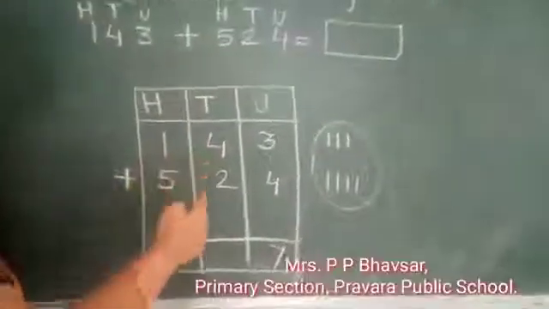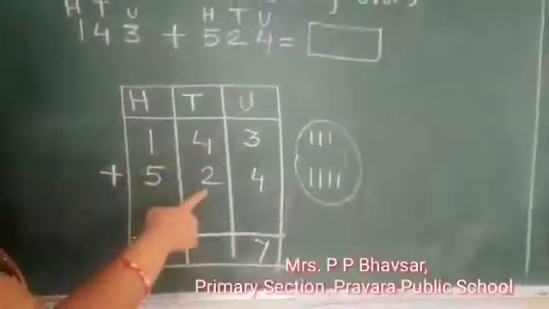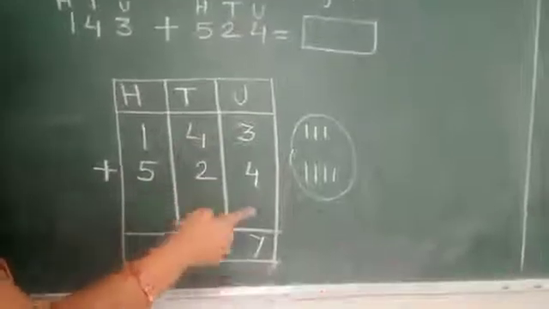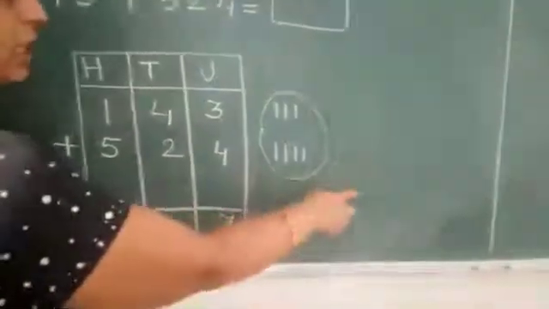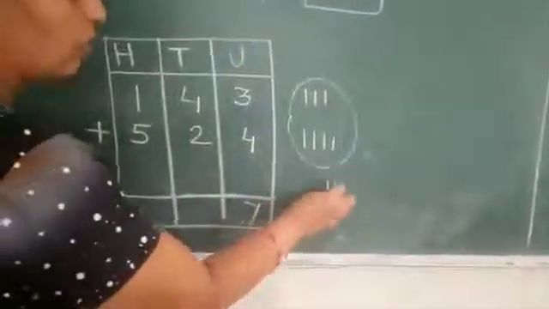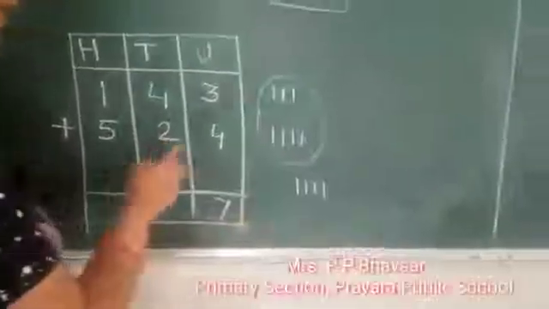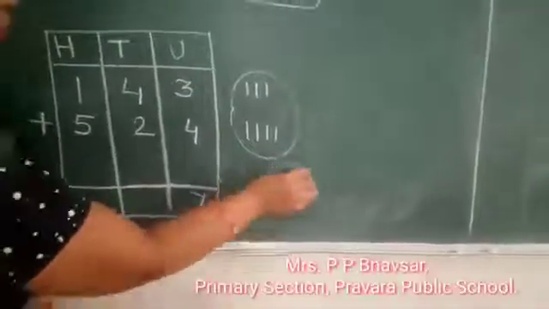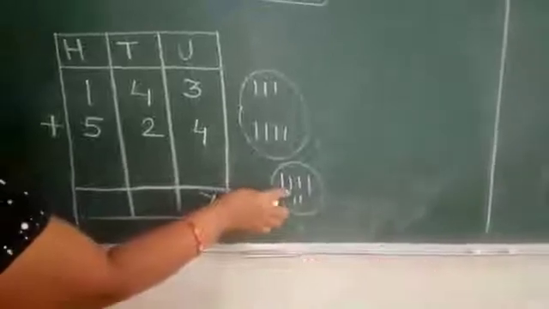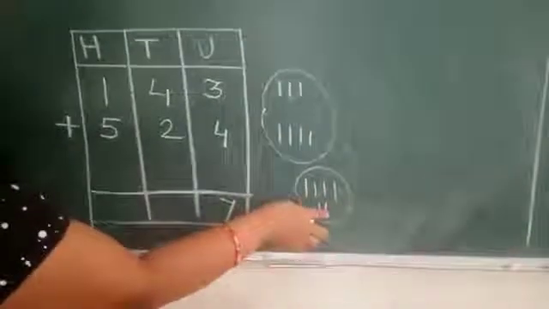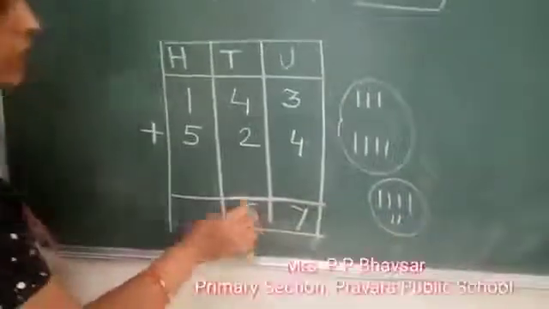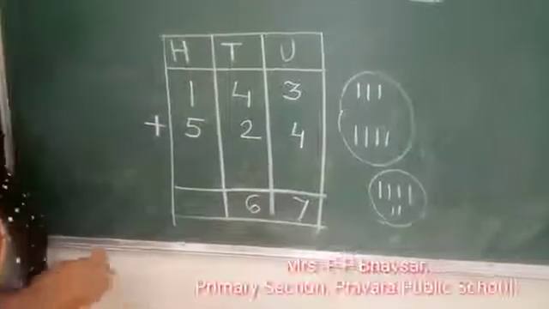Again tens column. Here 4 is there. Here 2 is there. You can do here also. See, 1, 2, 3, 4, and this 2. We will count it together. 1, 2, 3, 4, 5, and 6. Then in the tens column we will write 6.